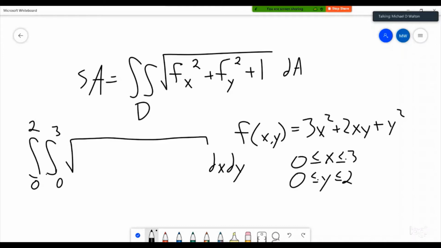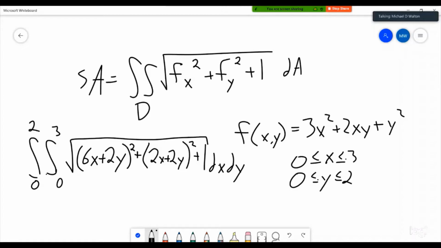If we go through and figure out what those are, the derivative of f with respect to x is going to be 6x plus 2y plus 0, so that's our f sub x. Our f sub y is going to be 2x plus 2y. Squared, and then we add a 1. And all of that under the square root is going to give us the surface area.